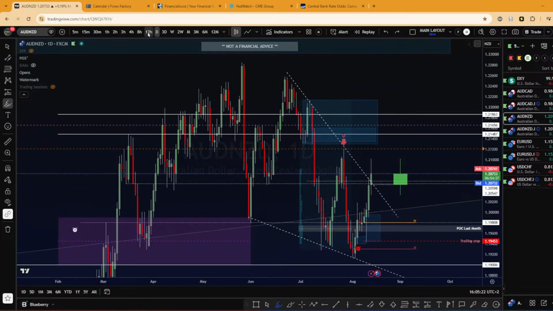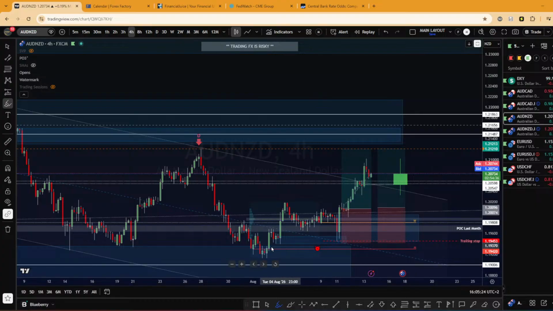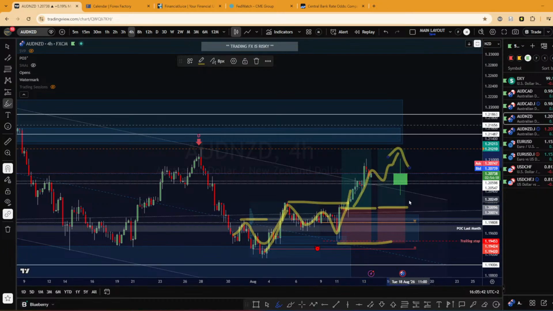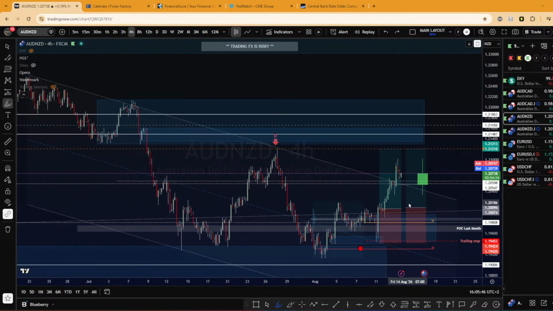So in lower time frame, we have some shift of structure. You see, shift of structure, another shift. So a double break of structure. So for me, I entered somewhere here, put my stop here and let it run. So it's playing out currently very well.